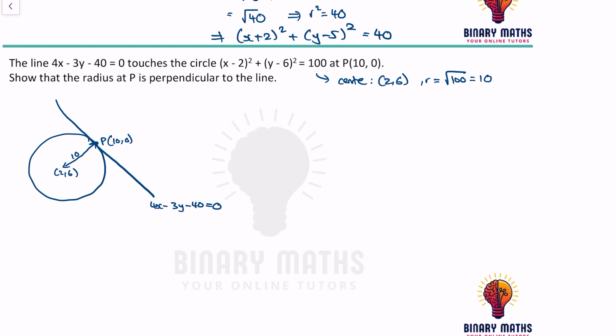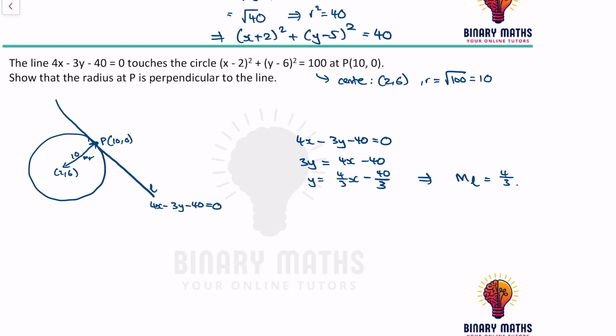The first thing I want to work out is the gradient of the line L. So I've got 4x minus 3y minus 40 equals 0. If I rearrange this, I take the 3y to the right-hand side, I get 3y is equal to 4x minus 40. If I divide through by 3, I get y is equal to 4 over 3 x minus 40 over 3, which implies that the gradient of the line L is equal to 4 over 3. Next, I want to work out the gradient of the radius.